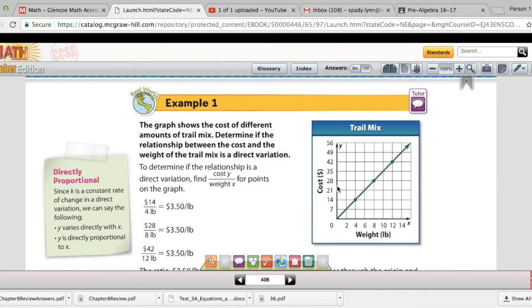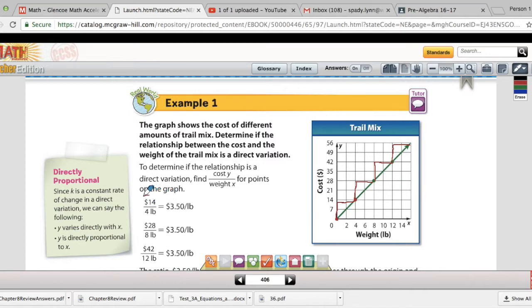Notice if you are given a graph to refer to, it makes it pretty easy to identify whether or not it's a direct variation. First off, (0, 0) is a point, so that's good. And then we want to make sure that we are getting the same constant when we take the y divided by x. So in this case, we're taking 14 divided by 4, and we get 3.5. And then we take another, 28 divided by 8, which is 3.5. Up 2 over 2, up 2 over 2. It's constantly rising at the same rate.